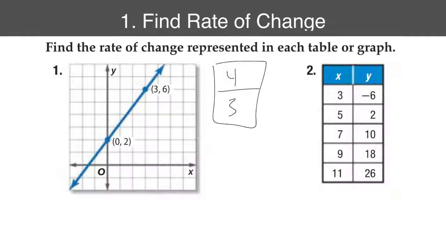Now for a table, you're going to use the formula y2 minus y1 over x2 minus x1. So the change in y over the change in x. And this is the same formula that we use for slope. And what you're going to do is you need to pick two pairs of numbers on your table. I always like to use first and last.